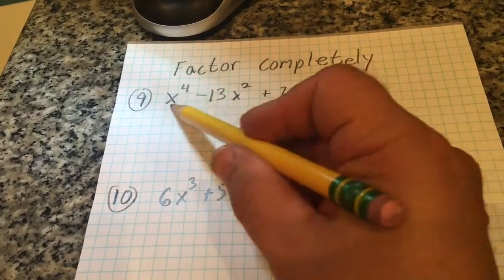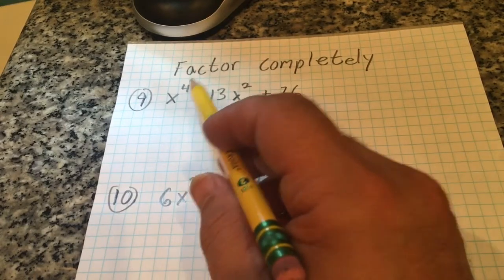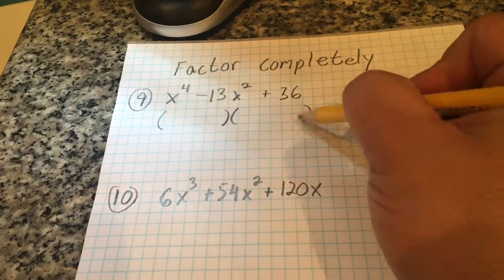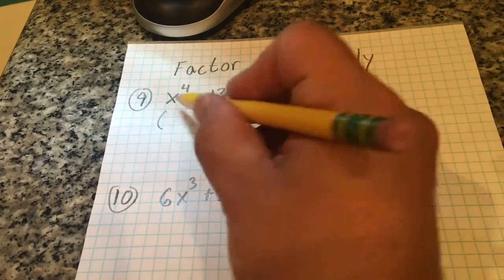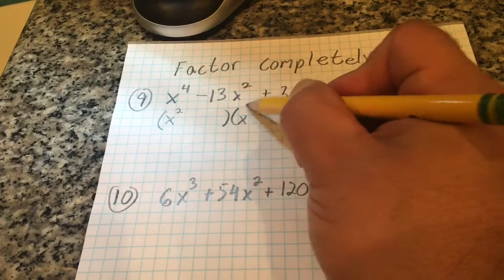Okay, what I need to do here is factor this trinomial. But I notice it's to the fourth, but it goes from the fourth to the second, so that technically means it's in quadratic form. So I'm going to set up my little parentheses to start the factoring process. And what times what equals x to the fourth? Well, that's going to give me x squared times x squared.